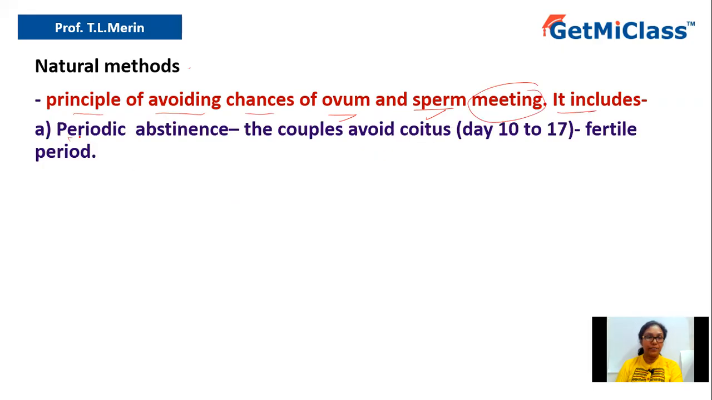The first one is periodic abstinence. Periodic abstinence means the couples avoid coitus. We know the menstrual or ovulatory cycle of the female. Ovulation is usually between days 10 to 17, on an average day 14, but it depends from person to person. So usually doctors advise them not to have coitus between the 10th and 17th day of their menstrual cycle. That is what is considered the fertile period. So that is called periodic abstinence.